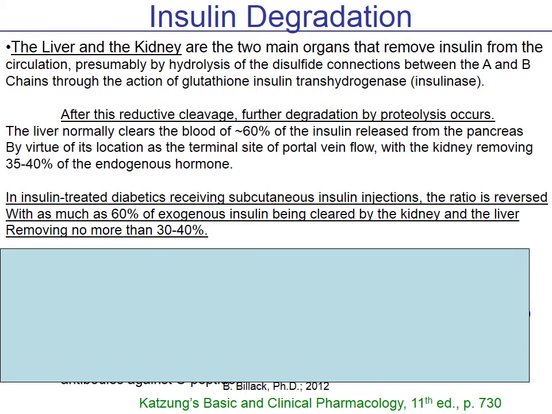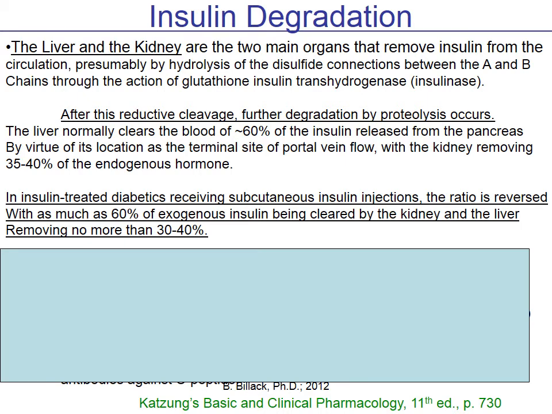So we know insulin gets released. We know insulin is a hormone that is carried by the blood to target tissues. Well, the next question is, how is insulin degraded? And really there's two major areas that are going to remove insulin from the circulation: the liver and the kidney. And the enzyme that degrades insulin is a glutathione insulin transhydrogenase that's given a common name, easier to follow, insulinase.